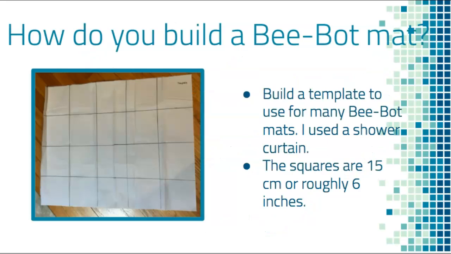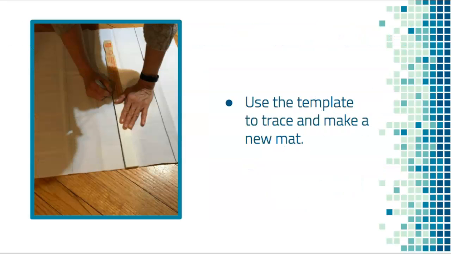So the question is, how do you build a BBOT mat? Well, I built a template to use for many BBOT mats. I used a shower curtain, and the squares are 15 centimeters or roughly 6 inches, and there are 20 squares. After making the template, I lay it down and I put other mats over it and I trace it.